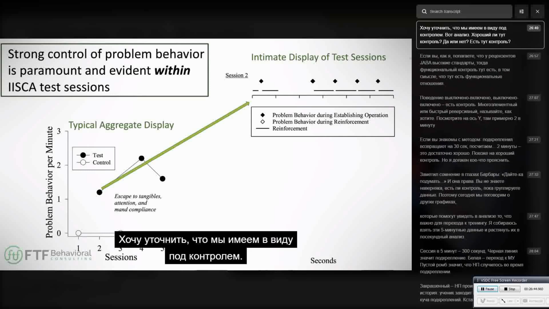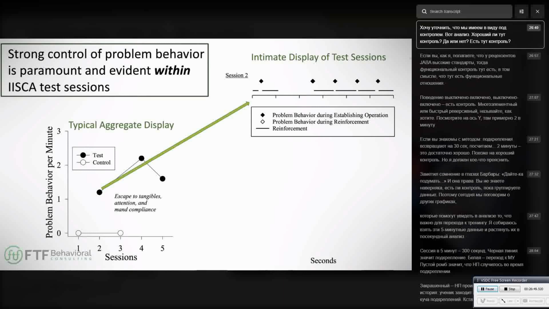I want to make it clear what we mean by control, folks. In this analysis, is this a controlled analysis? Yes or no? Is this controlled?